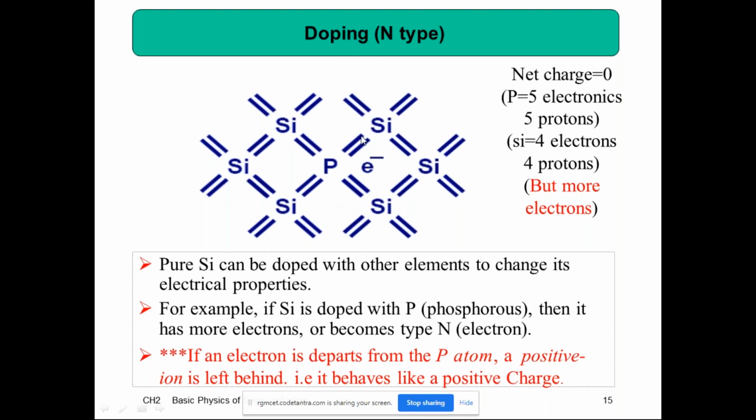All covalent bonds are strongly formed. Then what about the net charge here? Phosphorus has 5 protons, but how many electrons here? Only 4 electrons. So it becomes a positive ion. Remember this new word, positive ion. Now this phosphorus atom behaves like a positive ion with no mobile charge carriers. It behaves like a positive ion as well as immobile charge. There are no mobile charge carriers. Simply, it behaves like a positive charge, right?